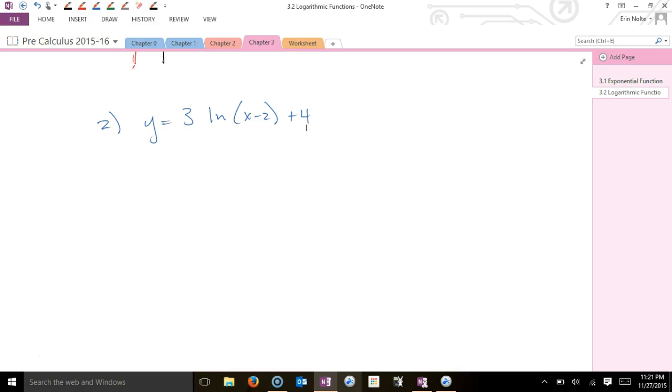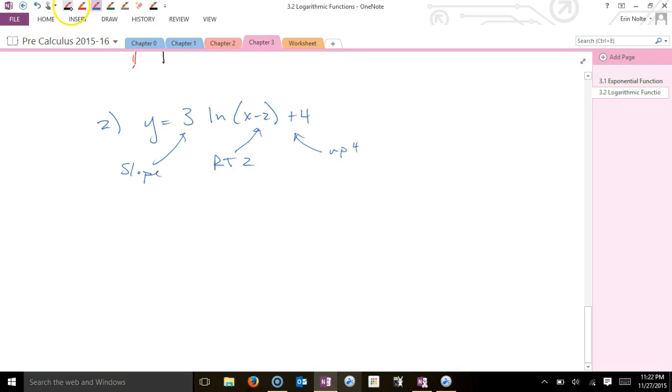What does the plus 4 do? It makes it go up 4, so that little reference point is going to go up 4 units. What does the minus 2 on the inside of the parentheses do? Vertical asymptote, what direction? To the right 2. What does the 3 up front of any function do? It's just a slope change. It makes it steeper.